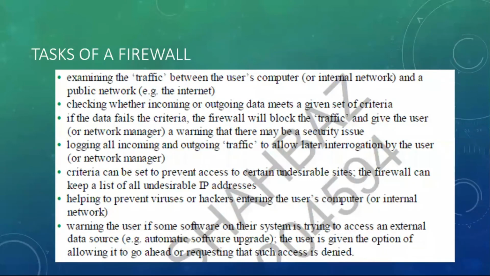Warning the user if some software is trying to access an external data source. Maybe you don't know, you have installed one software, but in the background, 3 other harmful softwares have been installed, and they are trying to communicate with the hacker. Therefore, a firewall can prevent that. Now, you can have a software that is downloading a large amount of information, one after another. You see your internet connection is dropping. So then the firewall will give you a warning.